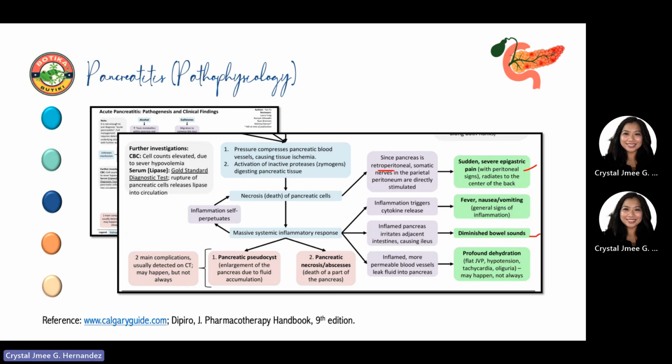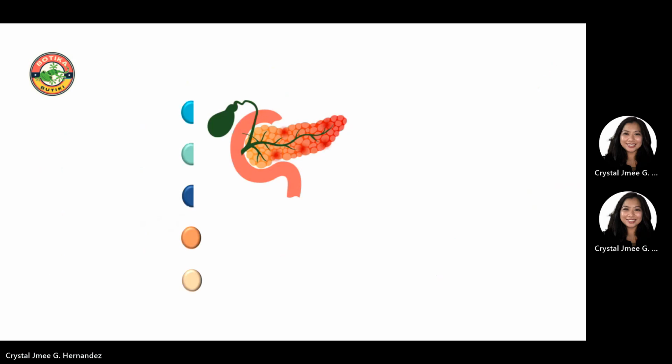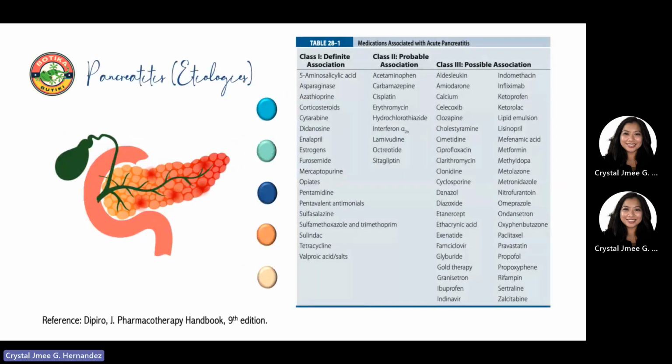Now, furthermore, the massive systemic inflammatory response will lead to either pancreatic pseudocysts, or enlargement of the pancreas due to fluid accumulation, or pancreatic necrosis and abscesses, which basically is the death of part of the pancreas. The pancreatic pseudocysts will lead to two main complications which can be detected by CT, but other laboratory tests are also recommended.